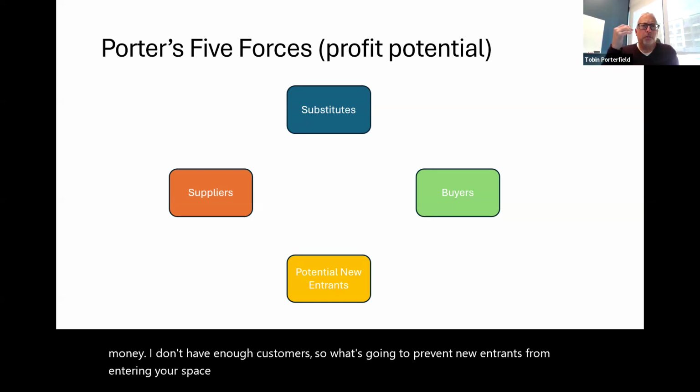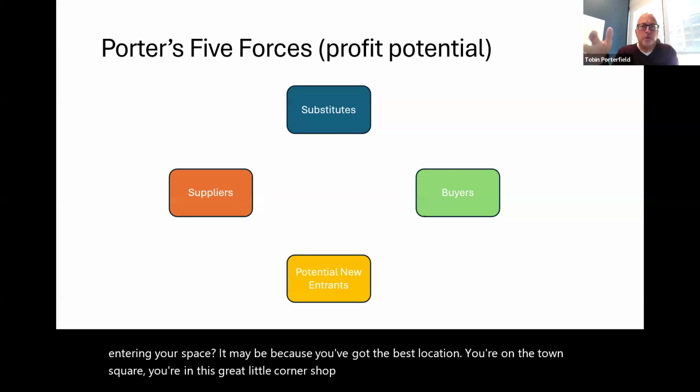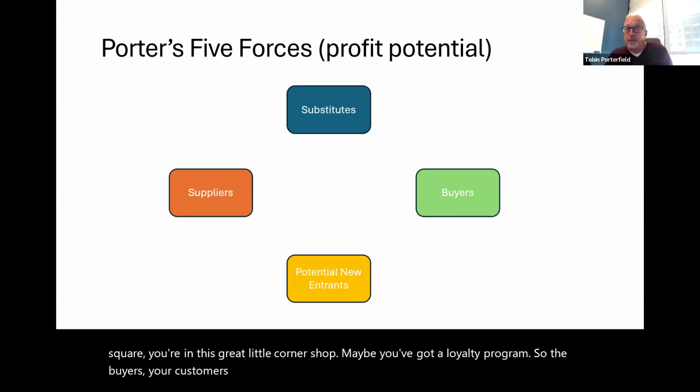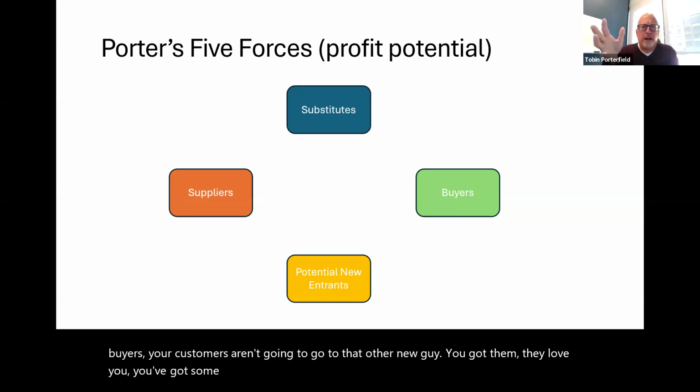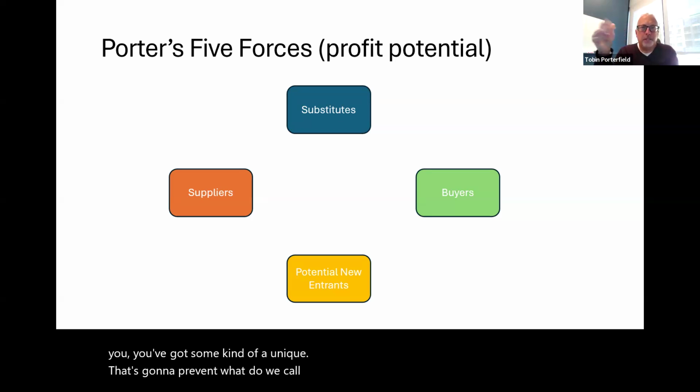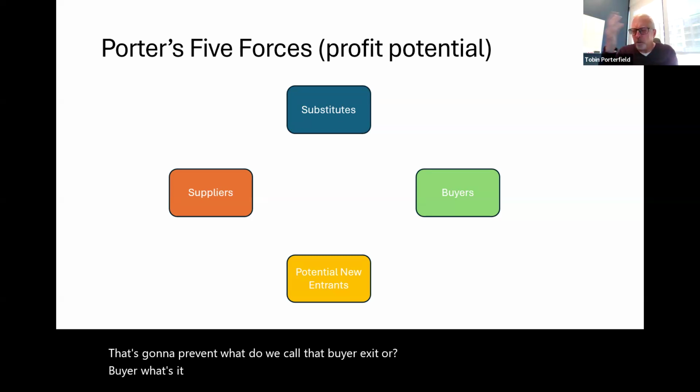It may be because you've got the best location, you're on the town square, you're in this great little corner shop. Maybe you've got a loyalty program, so your customers aren't going to go to that other new guy. You've got them, they love you. You've got some kind of a unique offering that's going to prevent, what do we call that, buyer exit or buyer, what's it called, cost of changing.